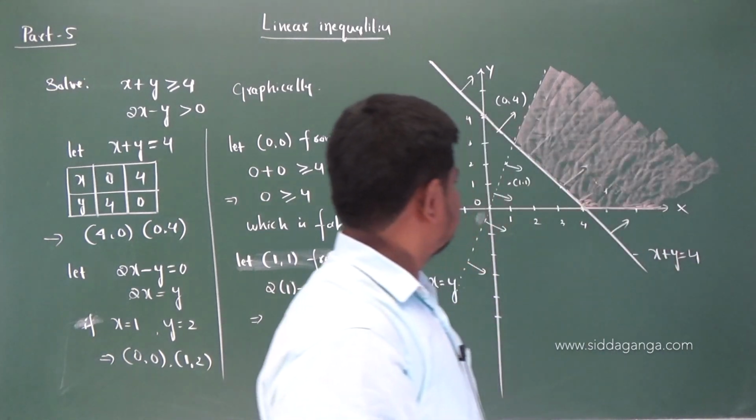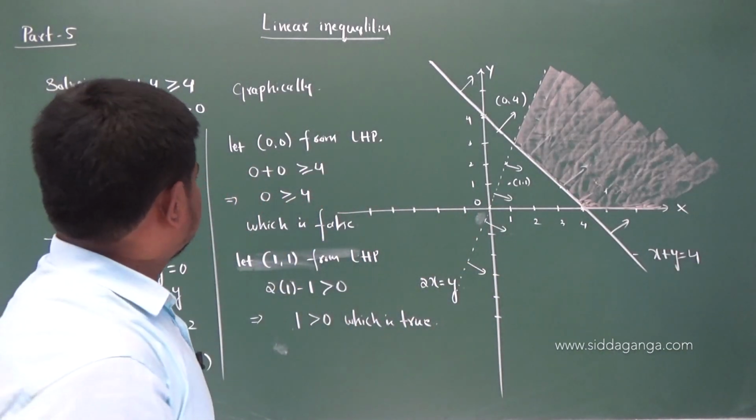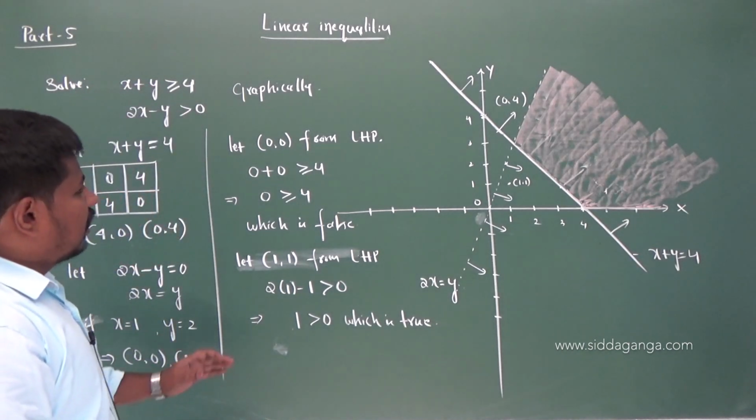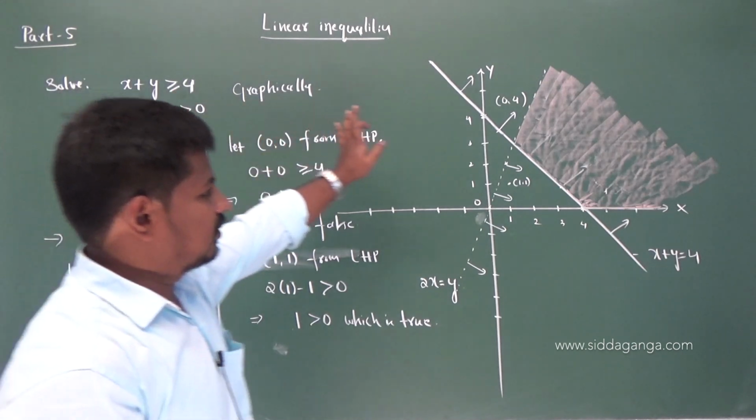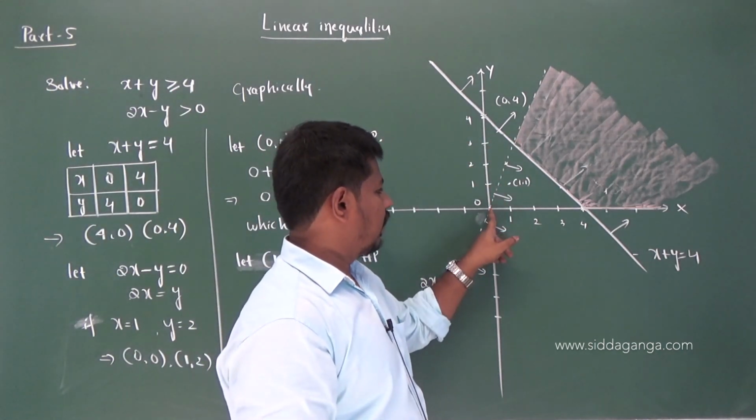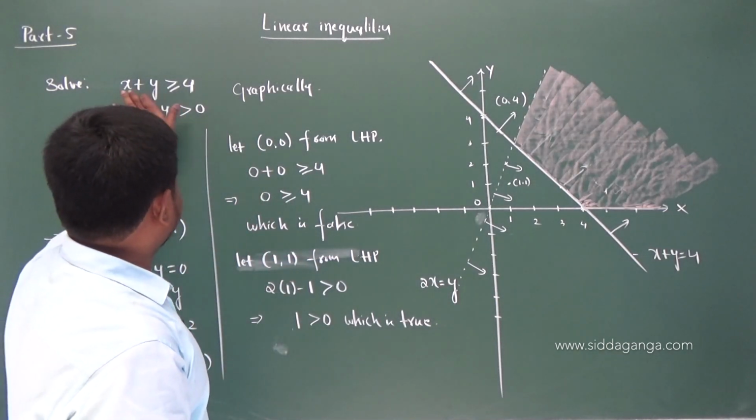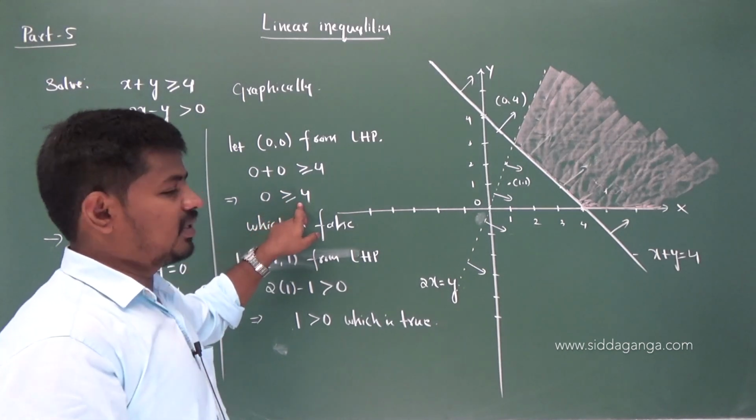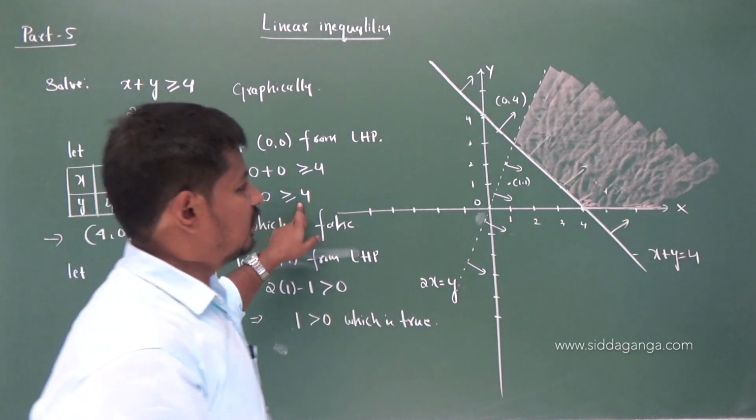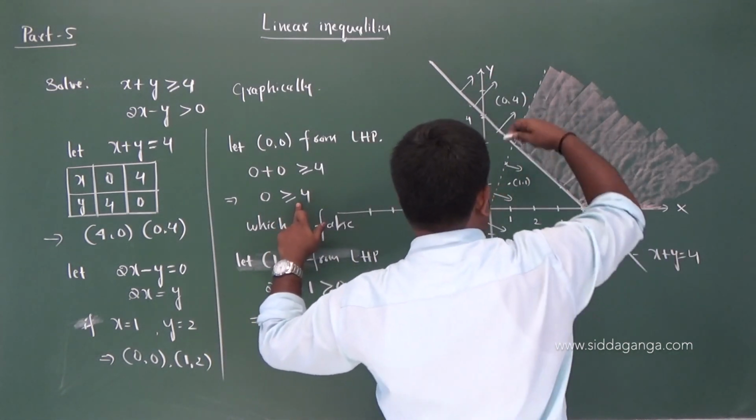Okay. So once again, here we have the first inequality x plus y is greater than or equal to 4. This is a line. Further, I have taken the point 0 from the lower half plane and substituted in this. So 0 plus 0 is greater than or equal to 4, 0 is greater than or equal to 4. This is false. Therefore, the solution region is the upper half plane. This is the solution region for the first inequality.